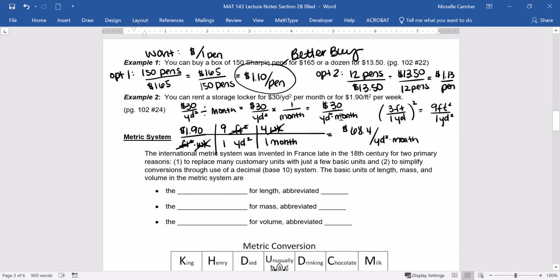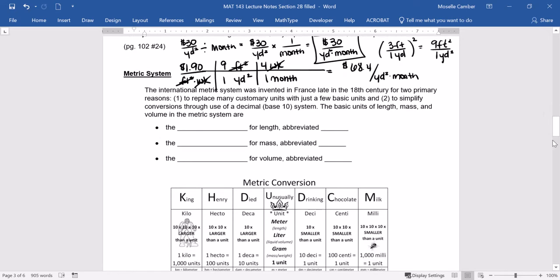So now we have the same units and we can actually compare, and we can see that the storage locker for $30 per square yard per month is going to be cheaper than the $1.90 per square foot per week.